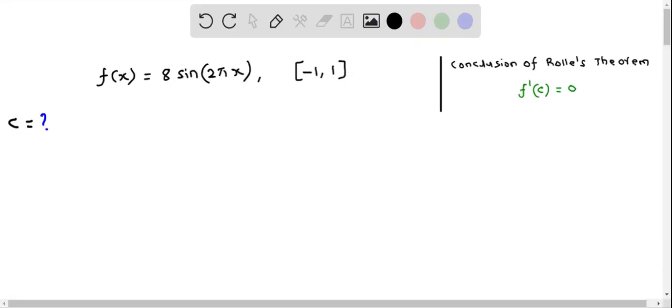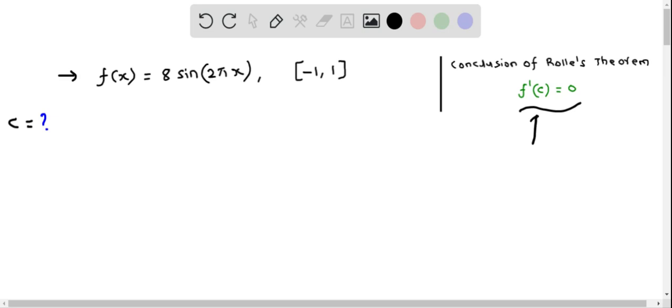In this question, we determine the conclusion of Rolle's theorem, that is f prime of c equals 0, to determine the value of c. So we have this function f of x equals 8 sine 2 pi x, where x lies between -1 and +1. So let's see how to determine the value of c.